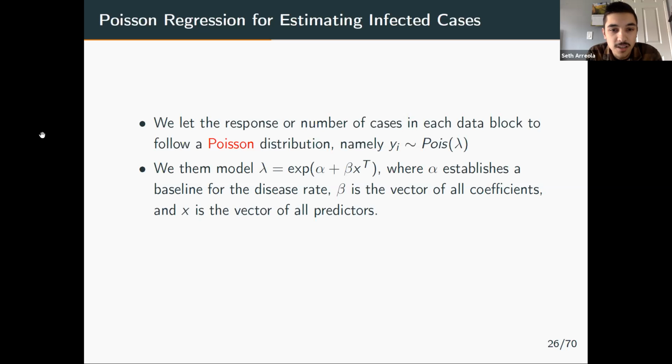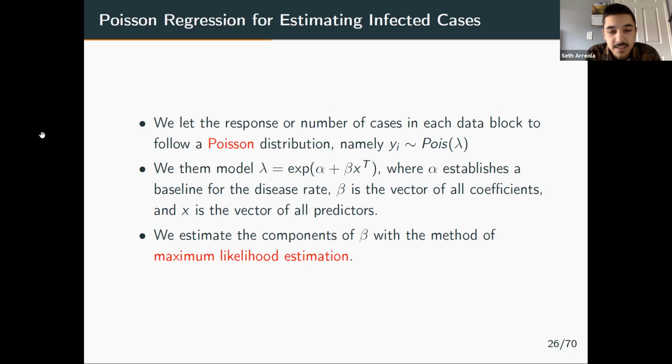So if we took the log of lambda on the left, we would have the usual regression on the right-hand side. And now that we have this relationship built, we're able to estimate our parameters, which are our coefficients, via maximum likelihood estimation.